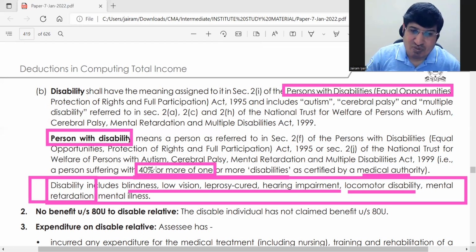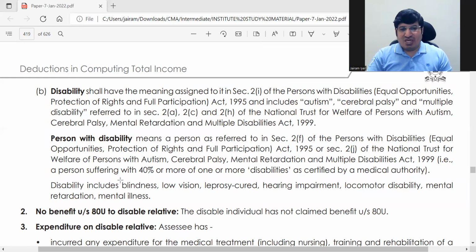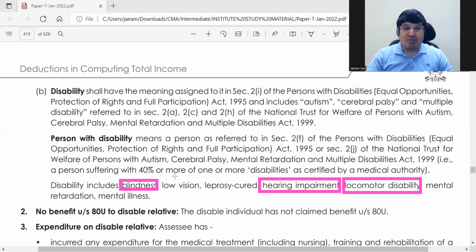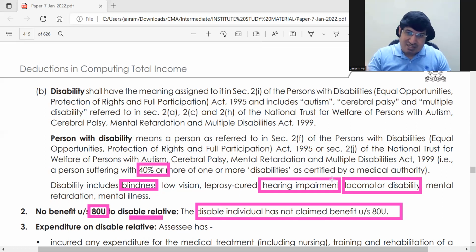You should know this totally. They will say that he has blindness in one eye and hearing impairment, and this disability totals 45% of disability, so you should only know this 40% or more that you have to take. And in the end, for disabilities, there is a section 80U, which can be taken by the disabled person directly. This disabled person cannot claim benefit under 80U if you are claiming it under this section 80DD. This is one condition.